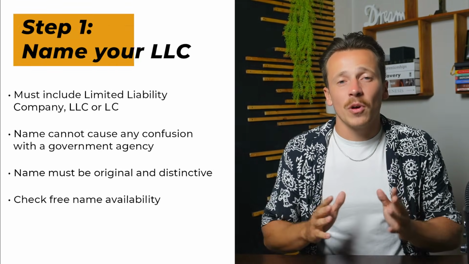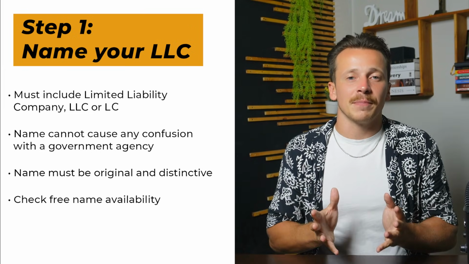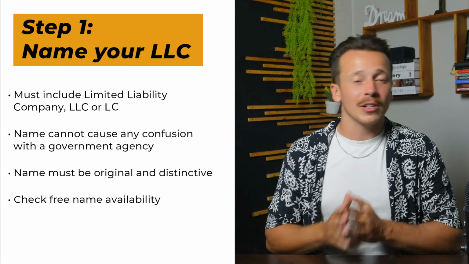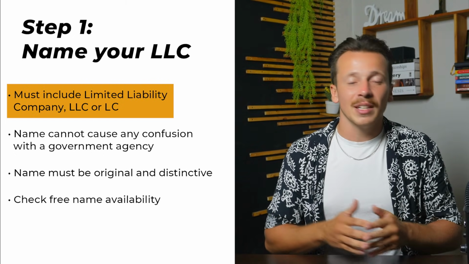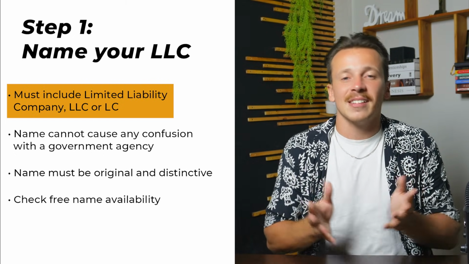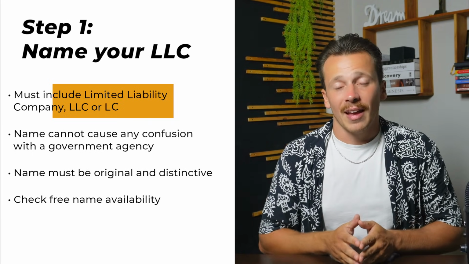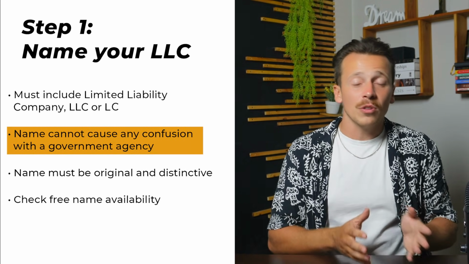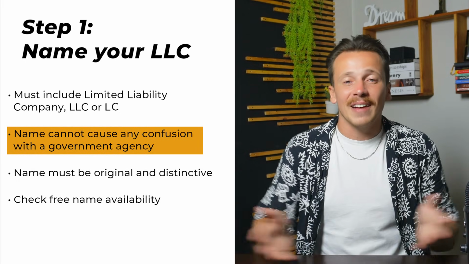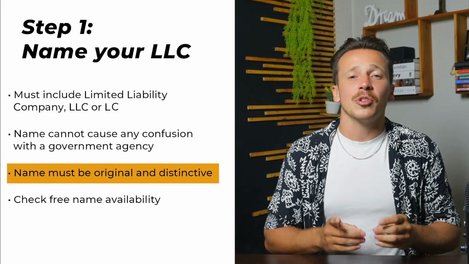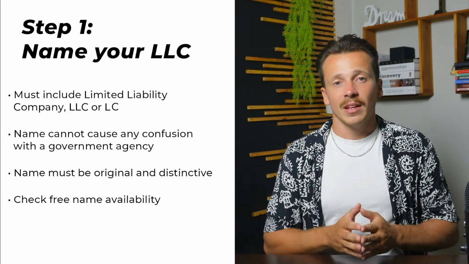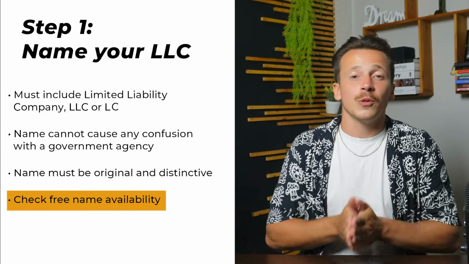So, step 1 is to name your LLC. There are some rules when it comes to naming your LLC in the state of California. You must have limited liability company, LLC, or some similar designation at the end of your name. And whatever name that you choose also cannot cause any confusion with a government agency, which makes a lot of sense. And the name must also be distinctive and original. If you want to do a free name search, you can just use the link down below and you can see if the name that you want is available or not.